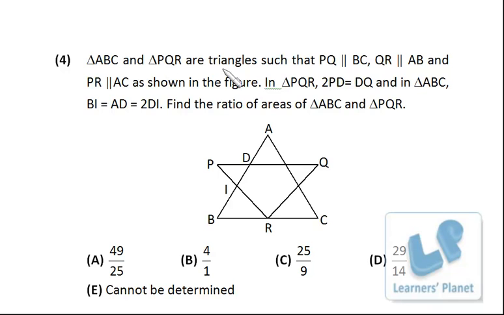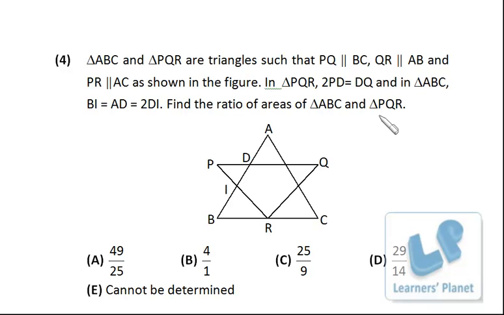Now ABC and PQR are triangles such that PQ is parallel to BC, QR is parallel to AB, and PR is parallel to AC. Okay, BC, AB, AC, and PQ, QR, PR. In PQR, 2PD is equal to DQ, and in triangle ABC, BI is equal to AD is equal to 2DI. Find the ratio of areas of triangle ABC and PQR.